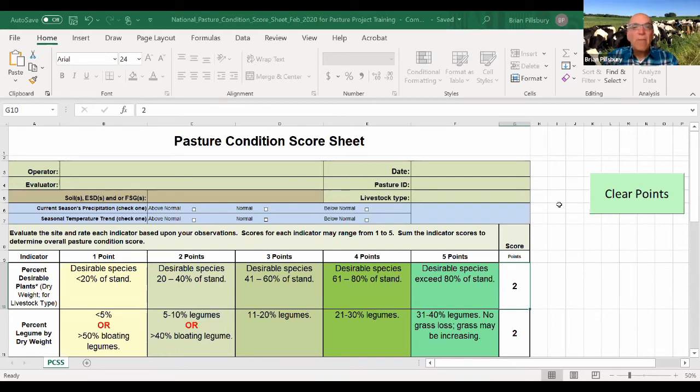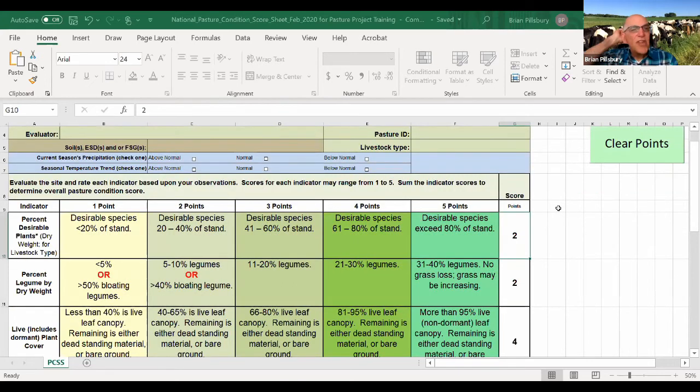So you would begin with the first indicator, which is percent desirable plants. You want to know, first of all, are the plants in your pasture mostly desirable, or do you have a pasture just of weeds? It may have good ground cover. It may look really good.